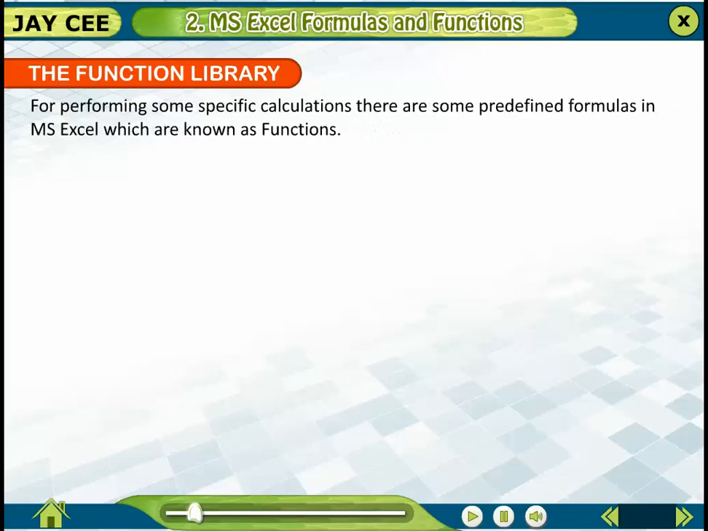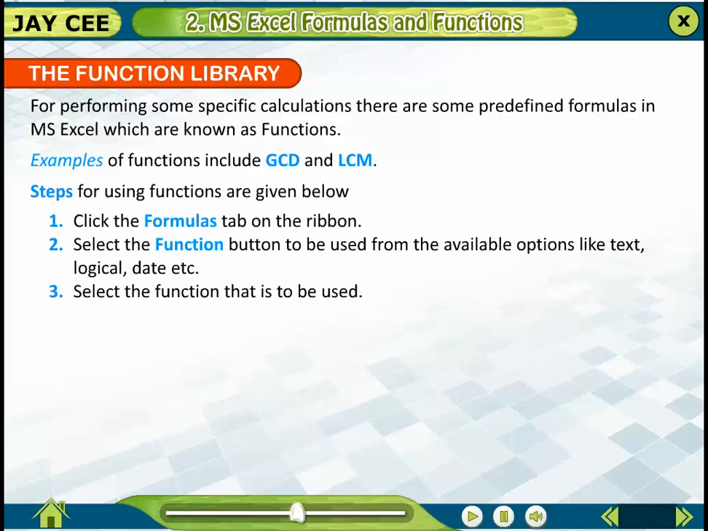The function library. For performing some specific calculations, there are some predefined formulas in MS Excel which are known as functions. Examples of functions include GCD and LCM. Steps for using functions are given below. Click the Formulas tab on the ribbon. Select the function button to be used from the available options like text, logical, date, etc. Select the function that is to be used.